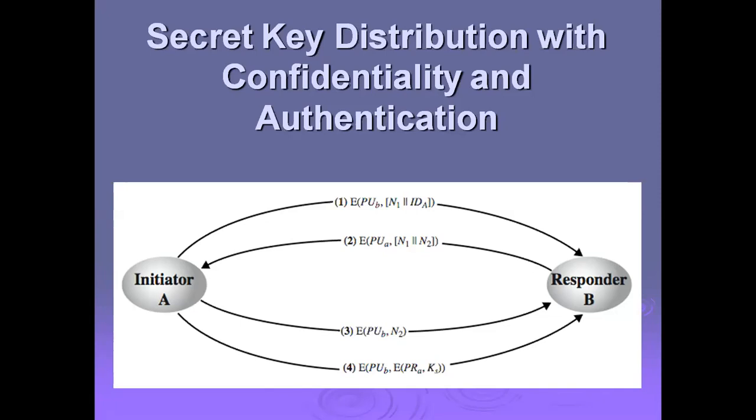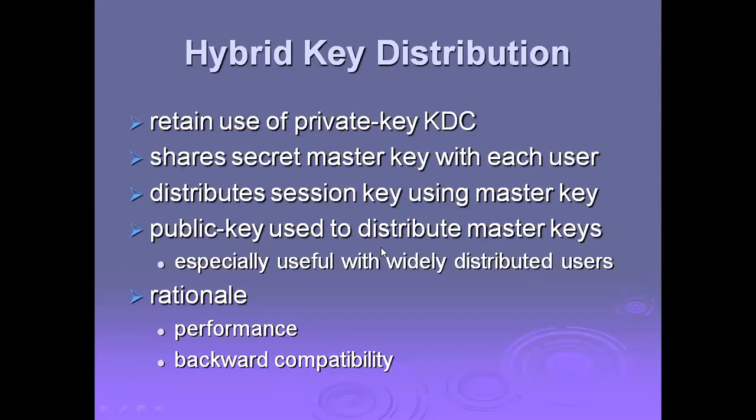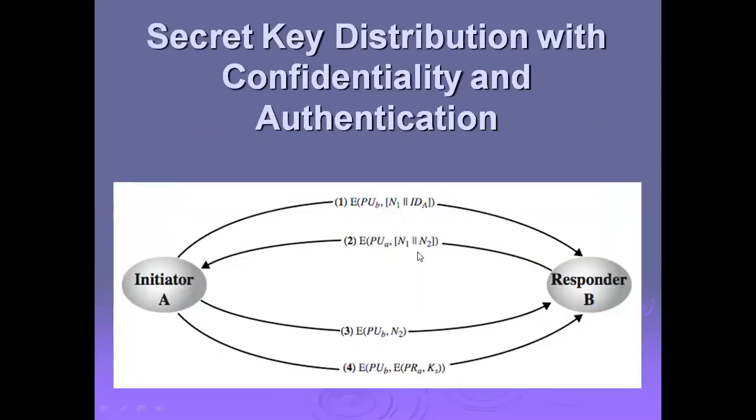with confidentiality and authentication. Here we have initiator A and responder B. Initially, the initiator starts the process: encryption with the public key of B, together with the identification of A. This is the first iteration. The second one is the responder, once again encrypting with the public key of A. These are the two transactions, that is two iterations.